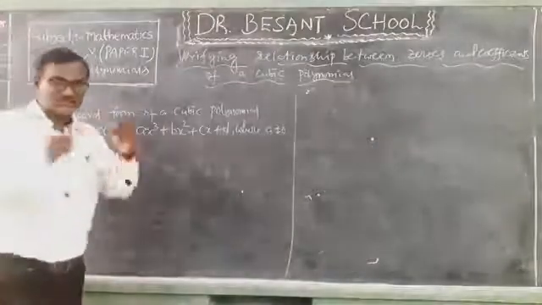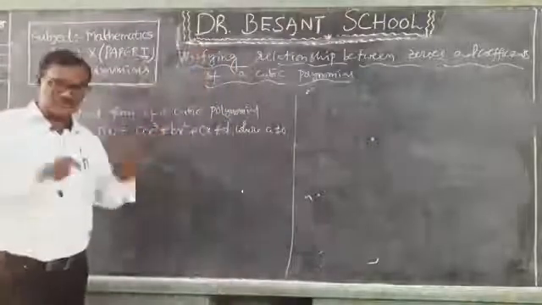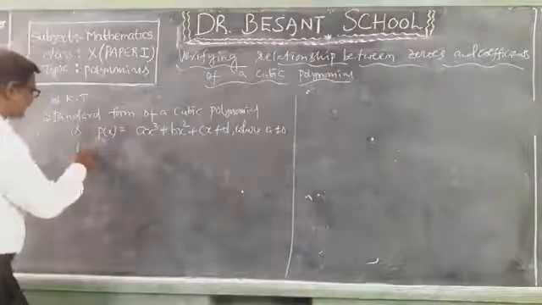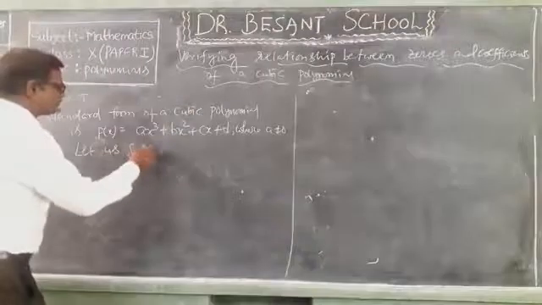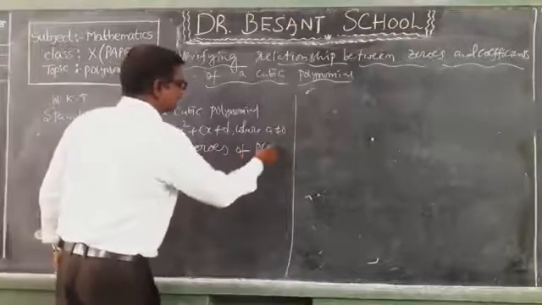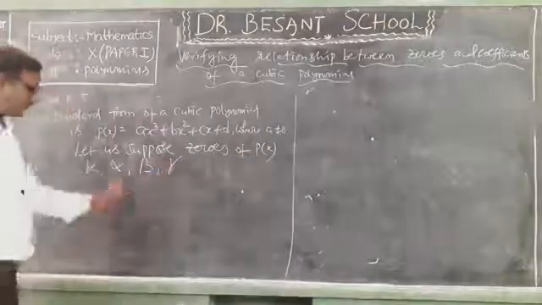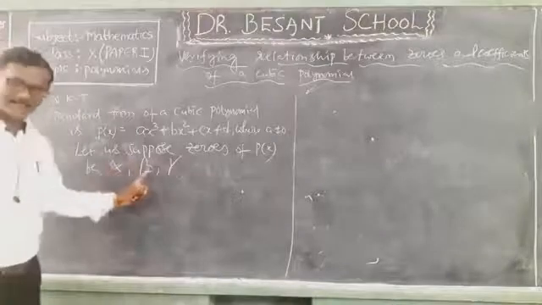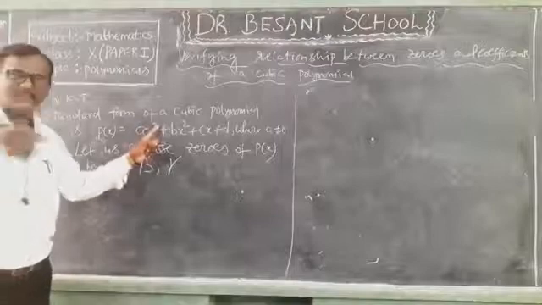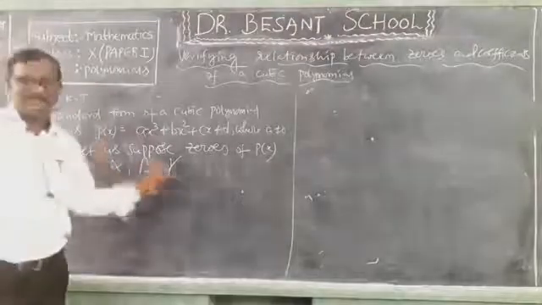We know that the zeros of a polynomial depend upon its degree. The degree of the cubic polynomial is 3, so that's why it has 3 zeros. It has how many zeros? 3 zeros. Now let us suppose the zeros of p of x are alpha, beta, gamma. A cubic polynomial is a polynomial of degree 3, so it has 3 zeros. I suppose those 3 zeros are alpha, beta, gamma.